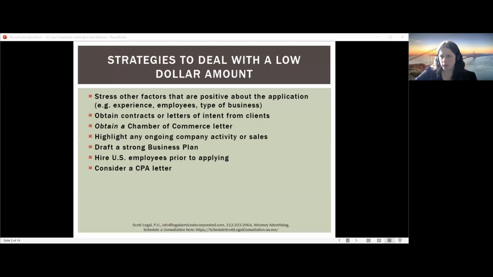And then, as we mentioned on the other slide, getting a CPA letter, having an objective professional assess the business's viability and assess the investment schedule. Those things can carry some weight with the consular officer, to feel like, okay, this person really has looked at this strategically and spent everything necessary to get this business to the point of being operational.